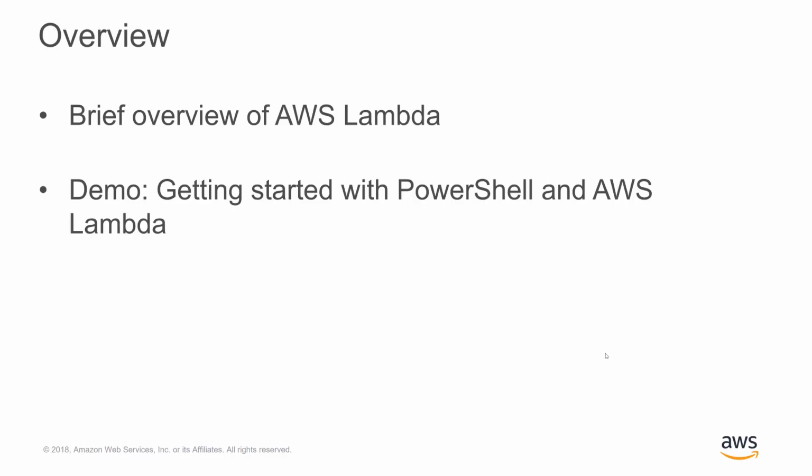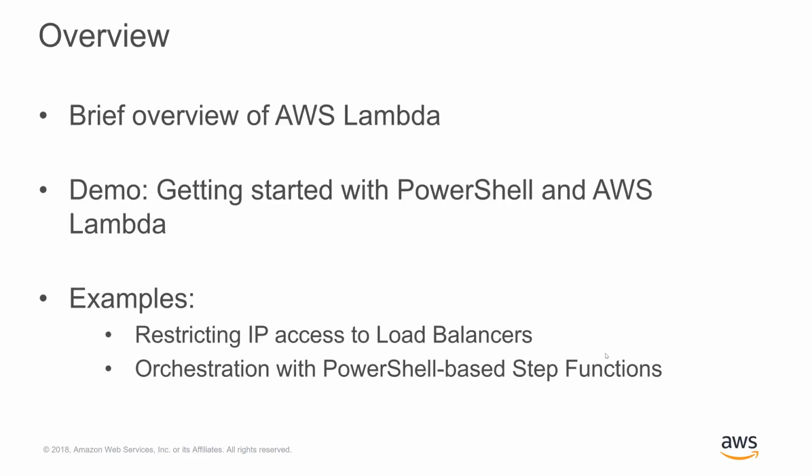Then we'll get started with a demo, a very simple hello world type demo to show how to use PowerShell functions, how we can create them, how we can easily deploy them to Lambda. And then I'm going to finish up with two more real world examples. The first one to do with restricting IP access to load balancers, especially when those IP ranges rotate and change. And secondly, orchestration using PowerShell based step functions.